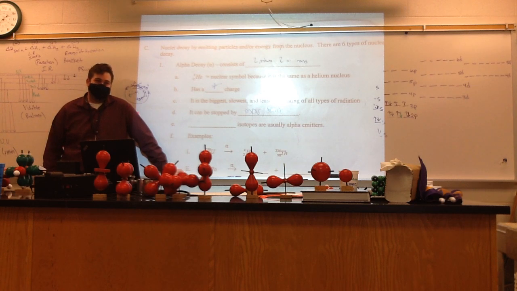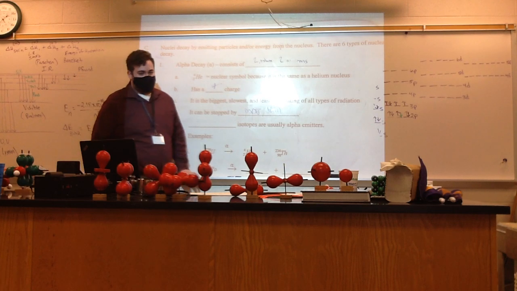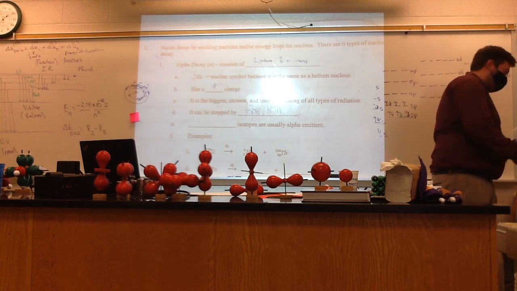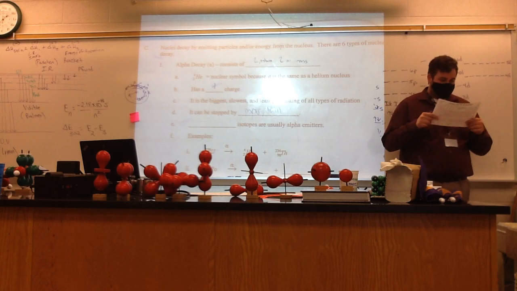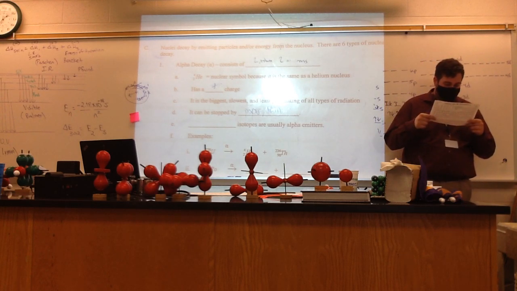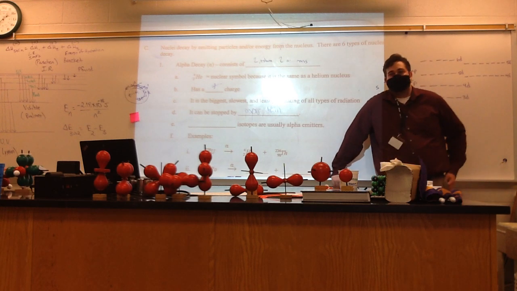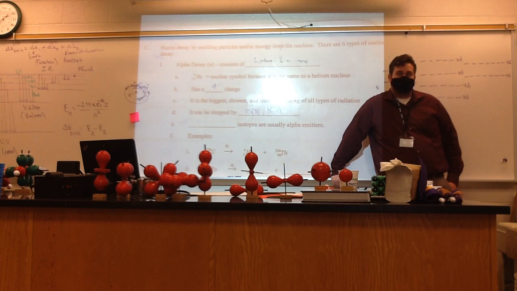Get out your periodic tables. You have the color periodic tables. Look at the top of the selected radioactive isotopes. It gives you the type of emitter, whether it's alpha, beta, or gamma. Where are your alpha emitters mainly? Way up. The heavier ones.